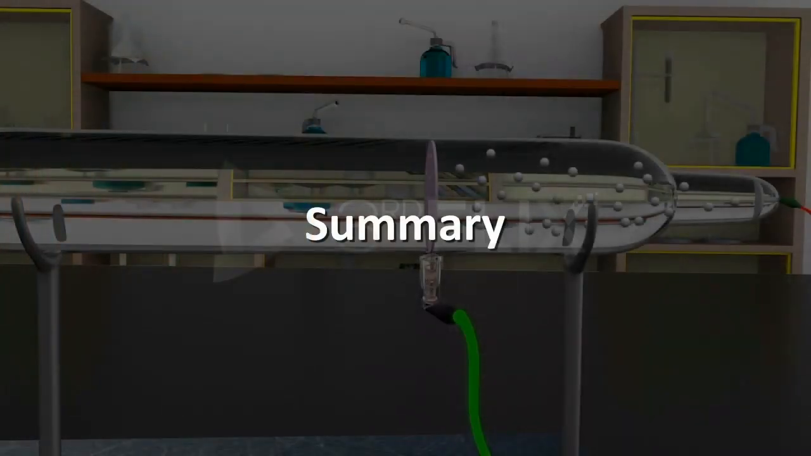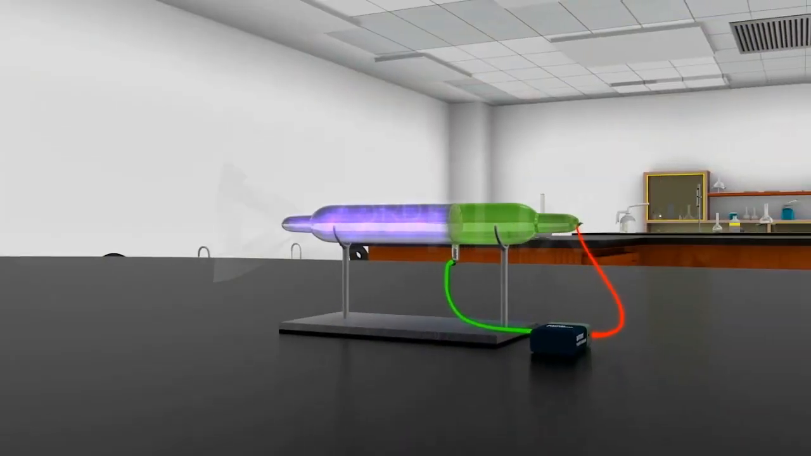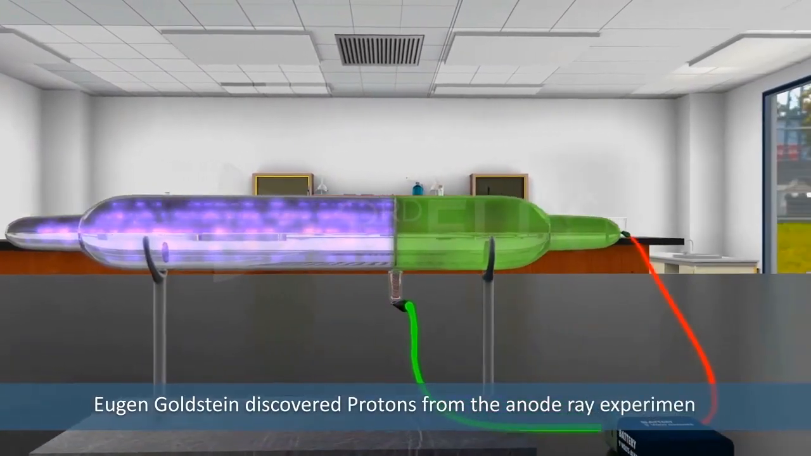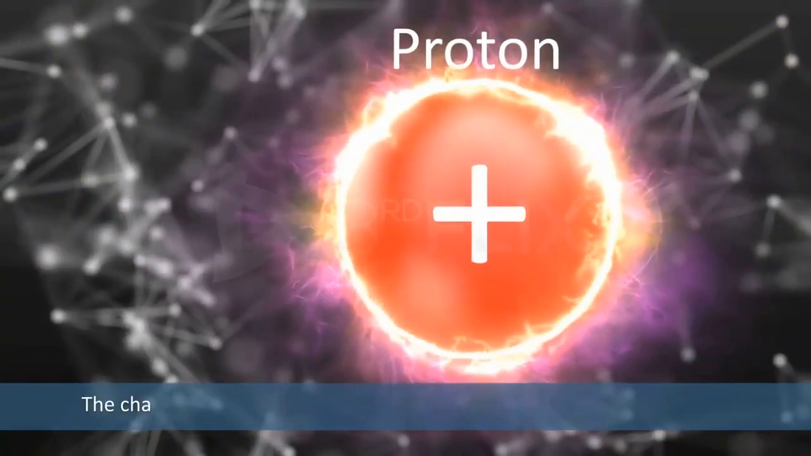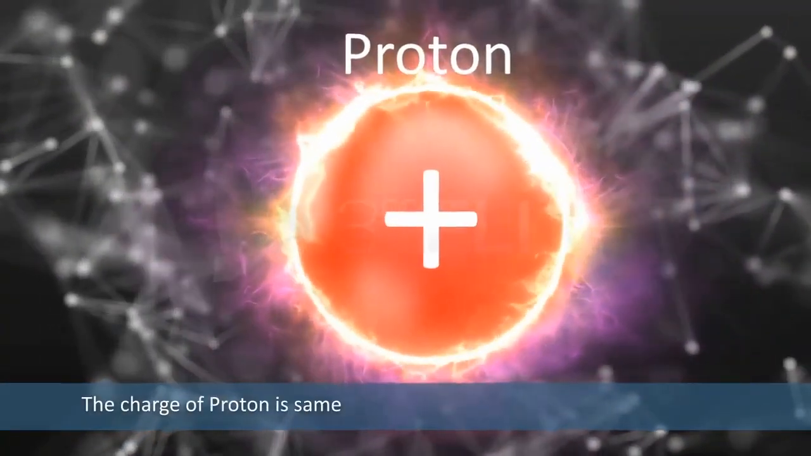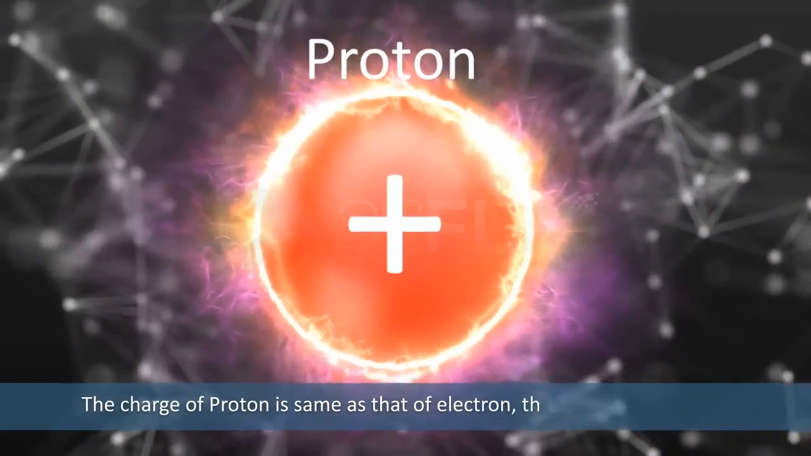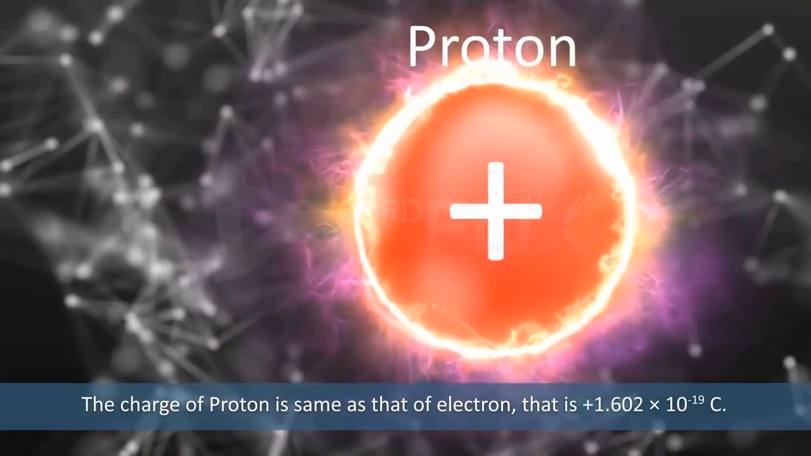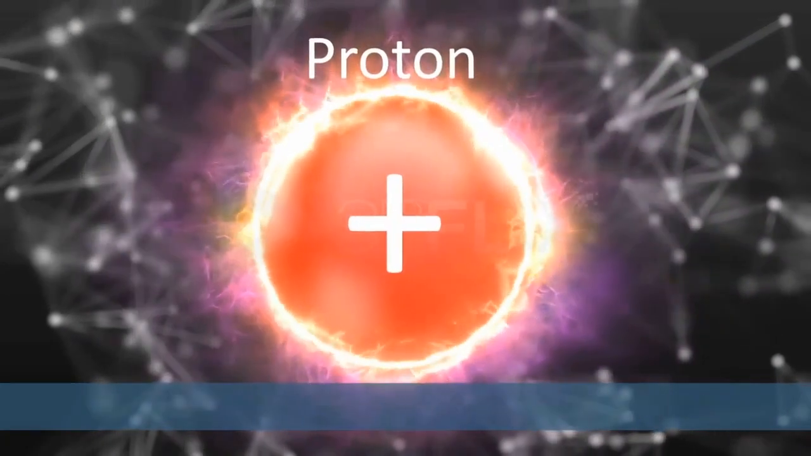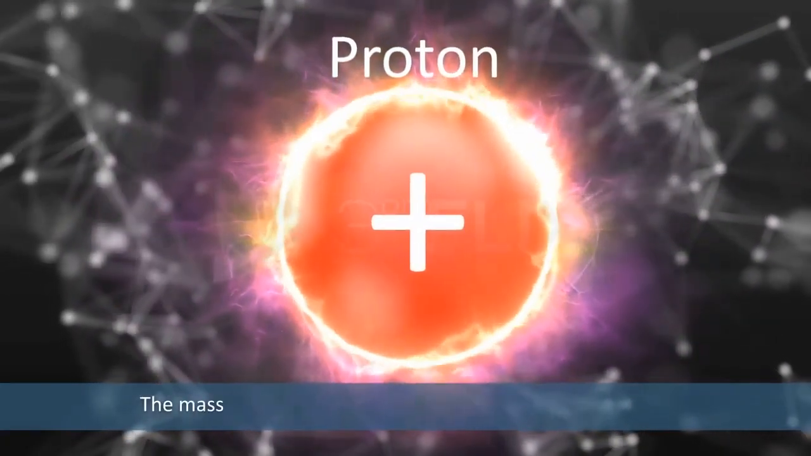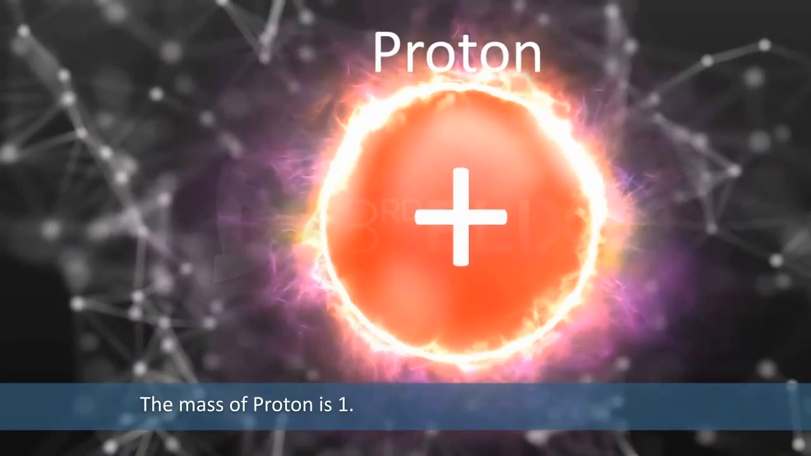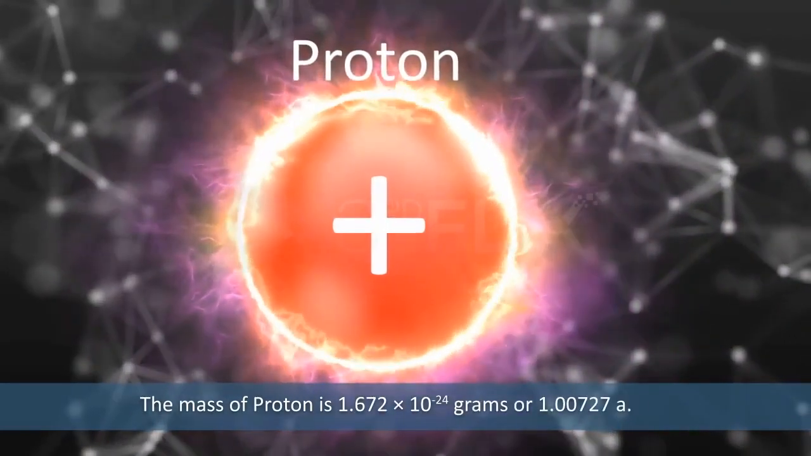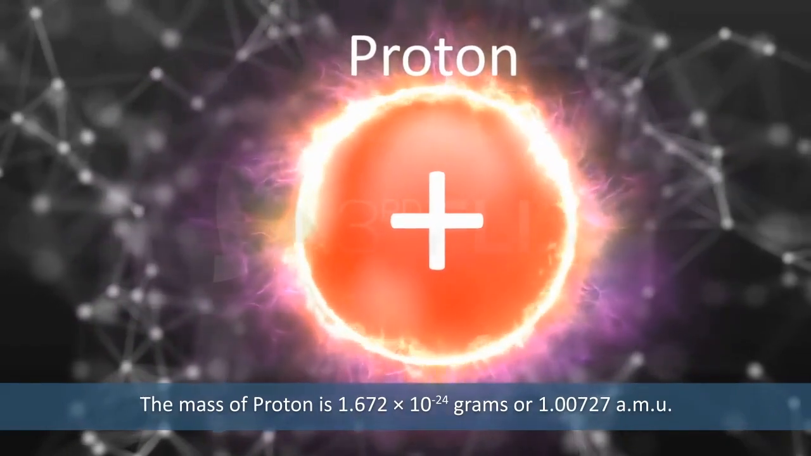Let's summarize. Eugen Goldstein discovered protons from the anode ray experiments. The magnitude of the charge on the proton is the same as that of electron, that is plus 1.602 × 10^-19 coulombs. The mass of proton is 1.672 × 10^-24 grams or 1.00727 AMU.